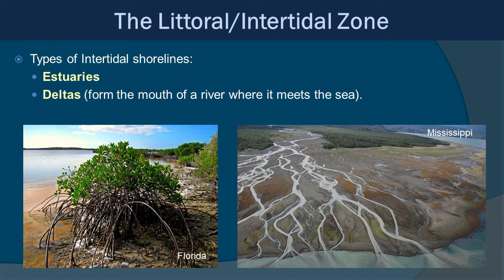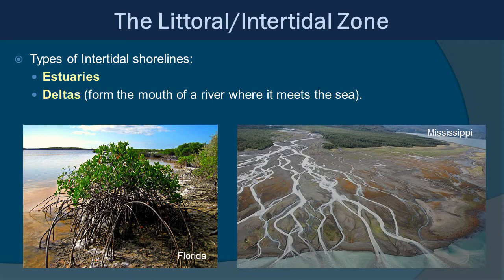Then, of course, we have estuaries, which we've already studied a little bit in this course. This is where you have semi-sheltered areas that have mangroves and seagrasses and mudflats and sandy shores and all of that combined, the nursery ground for organisms. It's really a great place.